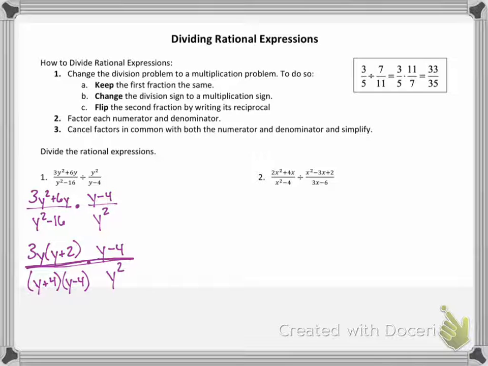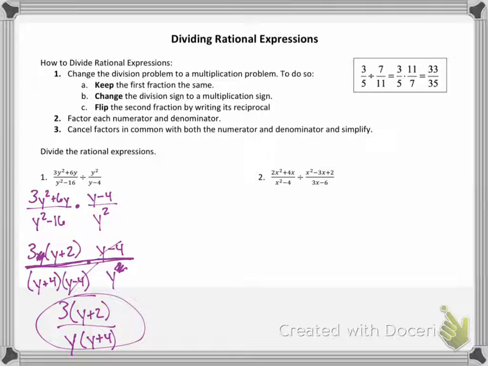The y minus 4's cancel. There is one other thing that cancels. You have some loose things out in front here. There's a y out front, and there's a y squared in the bottom. One of the y's cancels out with one of the y's from the bottom, because remember, y squared is the same as y times y. What that means is I'm left with 3 times y plus 2 up top over y times y plus 4 in the bottom. And that's my final answer.